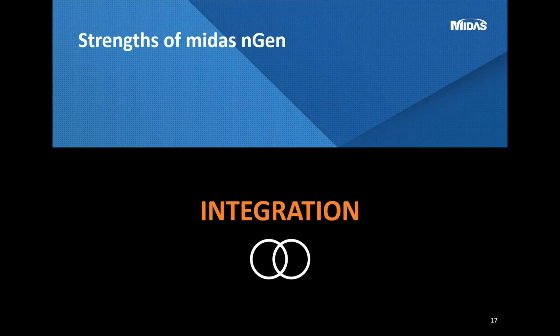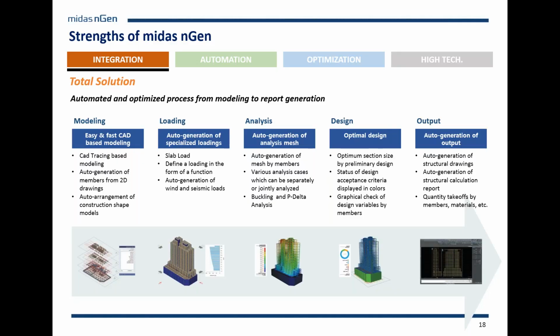Coming to the strengths of MIDAS engine, we will talk about the integration part. Integration as in MIDAS engine has got modeling, loading, analysis, design, and outputs all in one software solution. When it comes to modeling, there are easy and fast CAD-based modeling tools available. We can do tracing of our sections as well. Loading, automatic load calculations for the wind loads and seismic loads is available. Analysis, multiple analysis cases can be generated in one single software for one single model. Even for design, we can have multiple design cases. There is optimal design as well, which will include the rigid zones between the beams and columns, as well as the columns and the mats.